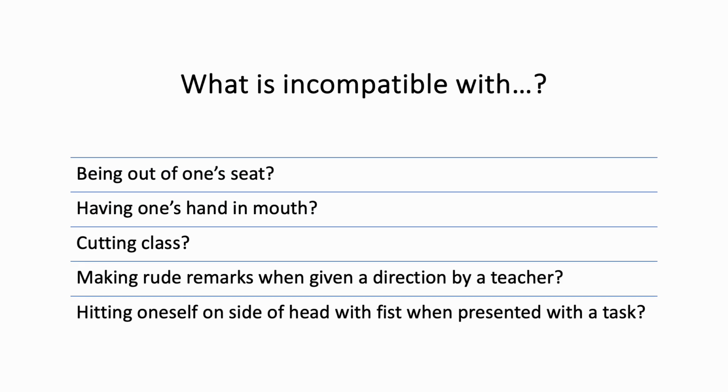Okay, for this exercise, I want you to think about what is incompatible with each of these particular topographies of behavior. So the first one is being out of one's seat. What is incompatible with that? What is incompatible with having one's hand in their mouth? What is incompatible with cutting class? What is incompatible with making rude remarks when given a direction by a teacher? And again, what is incompatible with hitting oneself on the side of the head with fists when presented with a task? Please go ahead and respond to this with your best incompatible behaviors.